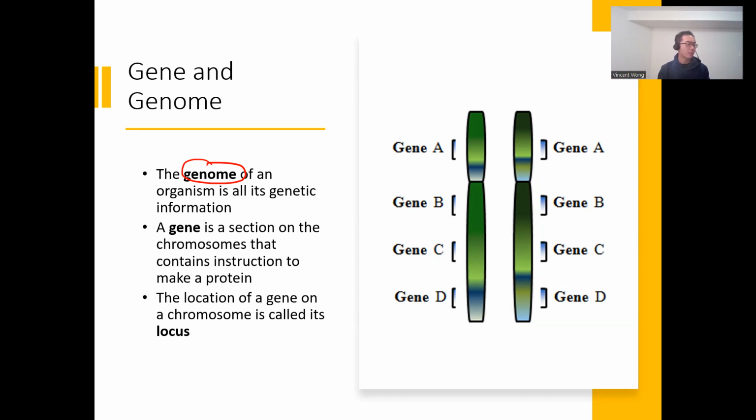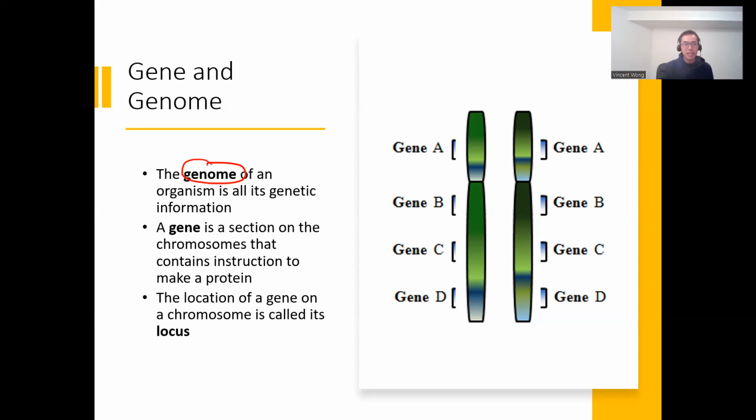So if you think about, I don't have a textbook here, but if you think about a whole textbook, the whole textbook is like your genome. Each chapter corresponds to a chromosome. We have 23 pairs of chromosomes, right? So chapter 1 is chromosome 1, chapter 2 is chromosome 2, so on and so forth, and chapter 23 is chromosome 23. That's the book.